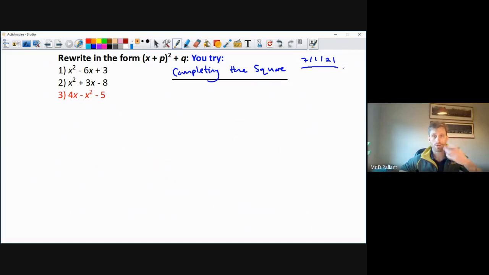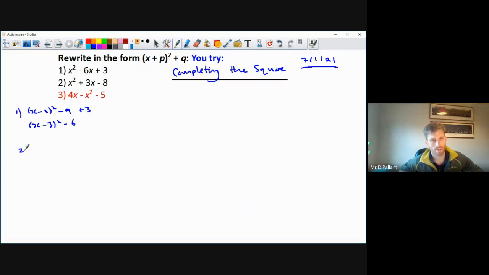Right, so pause it here. Have a go at these three questions. The last one is red because it's difficult. Okay, so I'm going to start with number one, obviously. So I've got the x minus 3 squared at the beginning, minus the 9. Then I've got plus 3 on the end. So that simplifies to just minus 6.